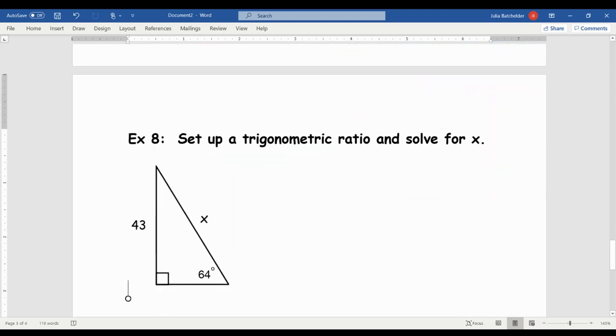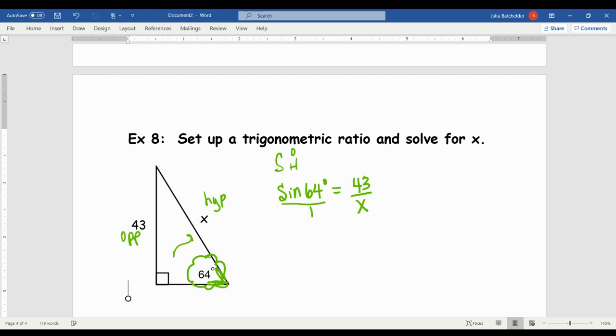We've got one more problem here. This time we've got our angle of 64 degrees, and the 43 is the opposite side. It's the side that does not touch the angle. And then across from our 90 is our hypotenuse. So we have opposite and hypotenuse, so that is our SO of SOHCAHTOA. So we would like sine of 64 degrees is equal to 43 over x. I'm going to put a 1 under that, and I'm going to find my sine of 64.